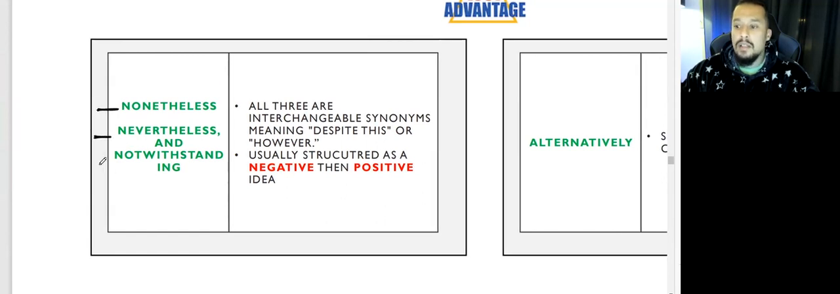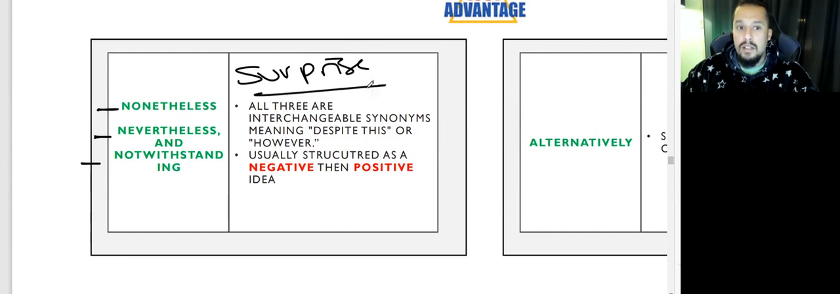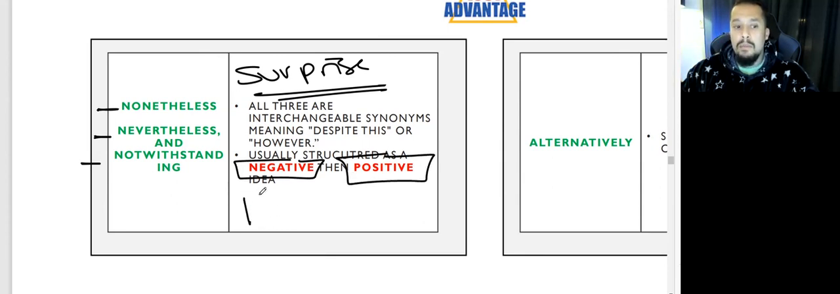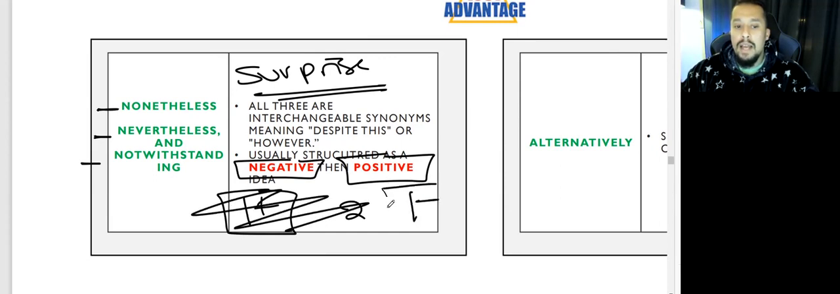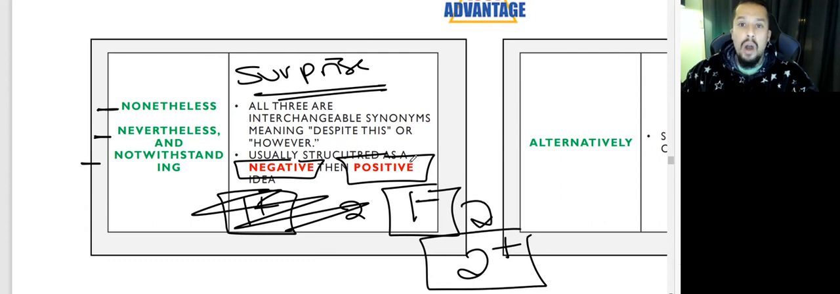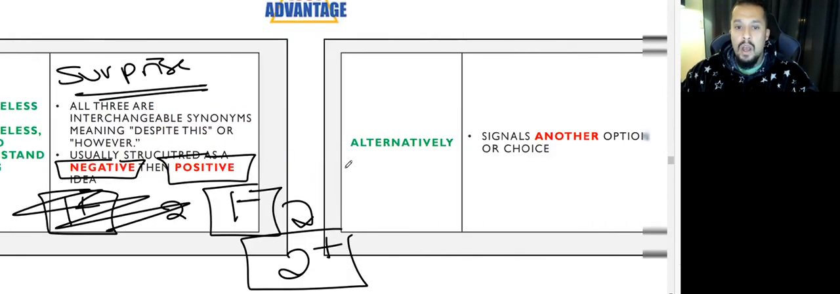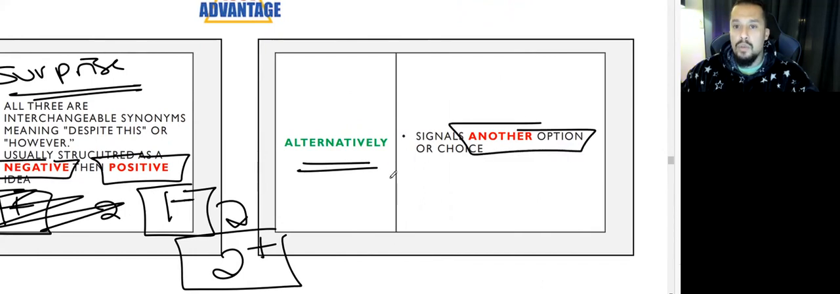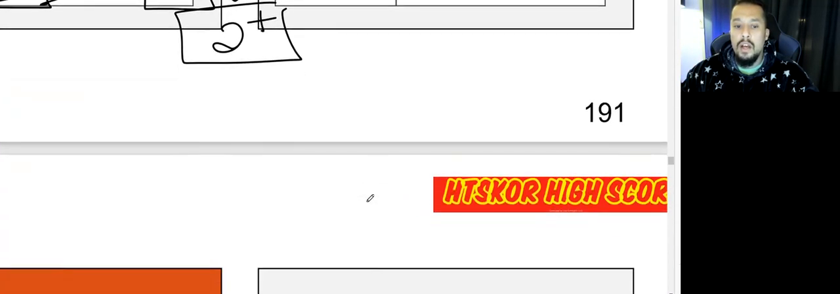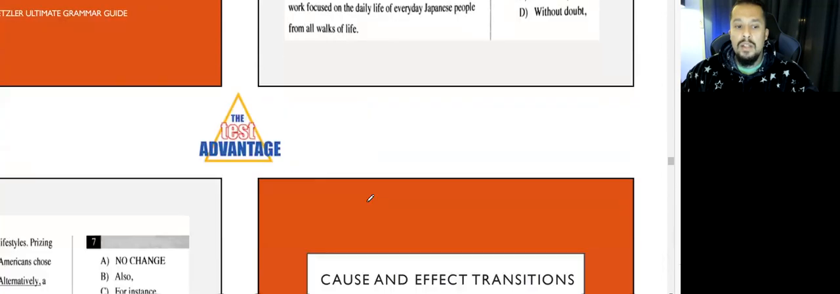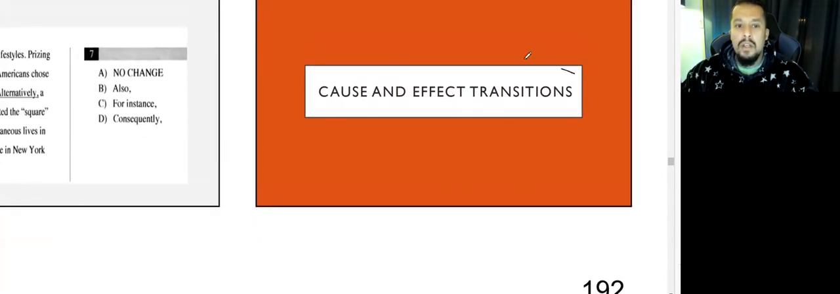Nonetheless, nevertheless, notwithstanding, it shows a surprise result, usually in the negative positive context. That means idea number one will be negative, while idea number two will be positive. It shows a surprise outcome. Alternatively means another option. So these were the contradictors. I'm going to skip these examples because they're outdated.